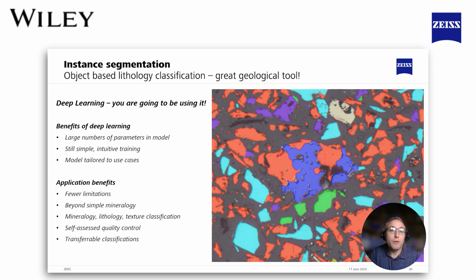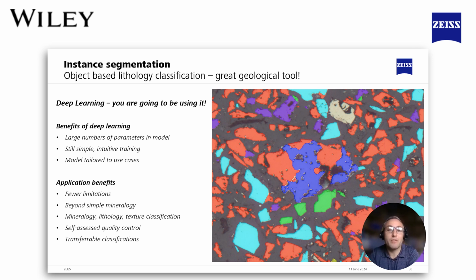There are also far fewer limitations. We always found that we needed a very specific task for the traditional machine learning techniques, whereas now we are able to tackle much more generic tasks. We're going beyond simple mineralogy into understanding lithologies and textures of our samples. And as I said, these classification techniques are much better at saying no to things.